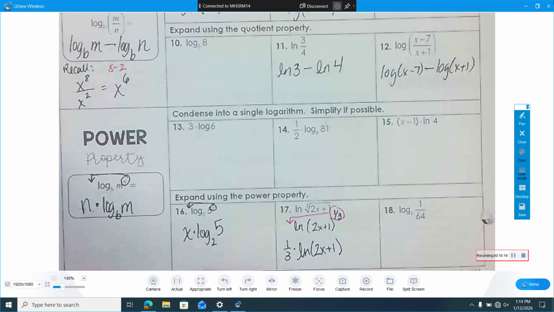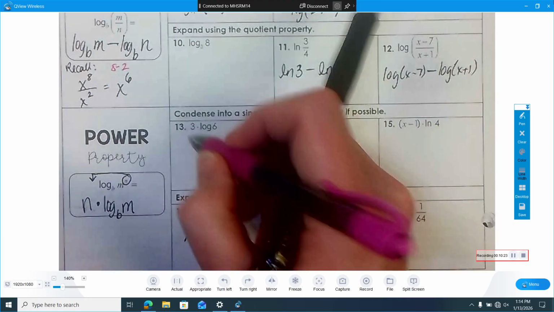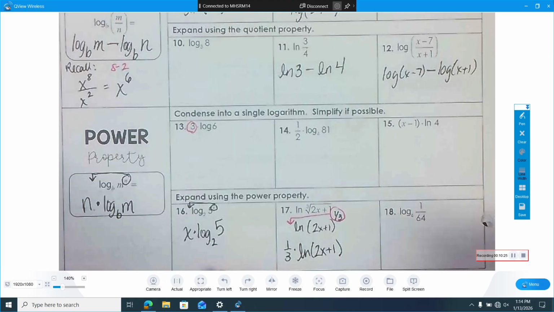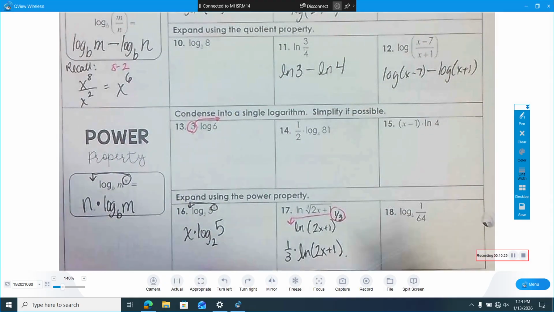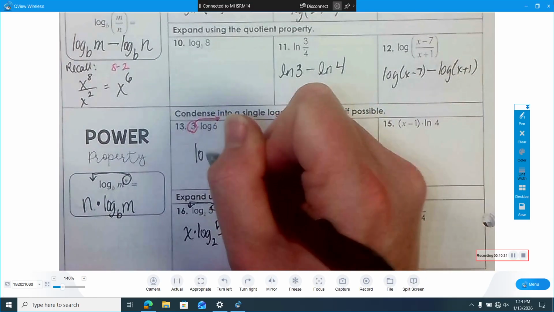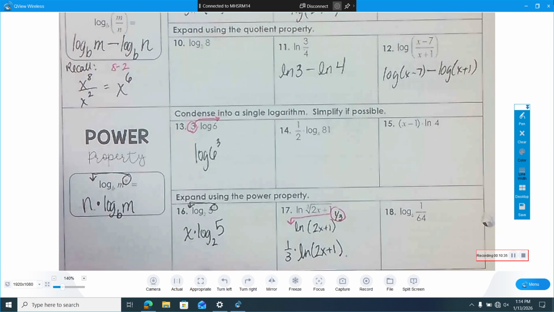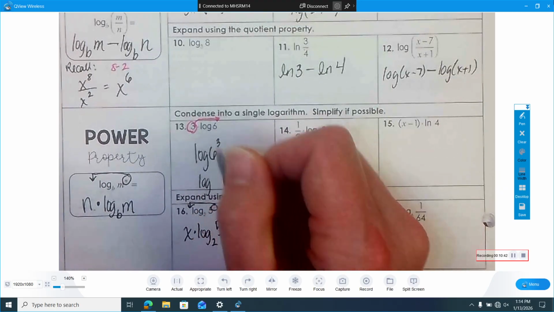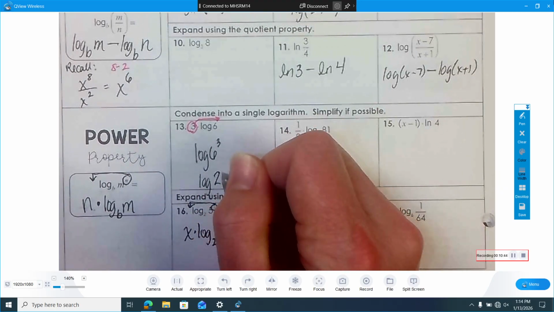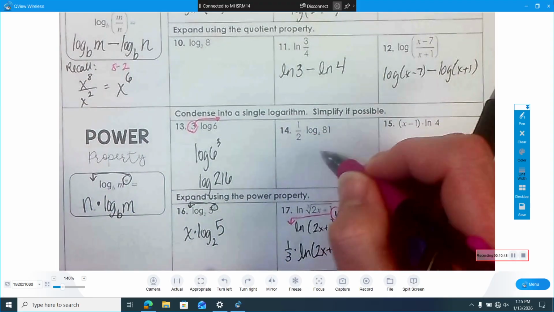All right, so we can condense as well. So if you see a number in front, where did it come from? It's an exponent. So we're going to push it back up to its power position. So on number 13, we have log of 6 to the 3rd power. And I could rewrite that if I wanted to. 6 cubed is 216. But you're not going to do these today here.